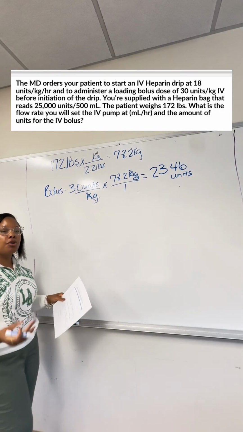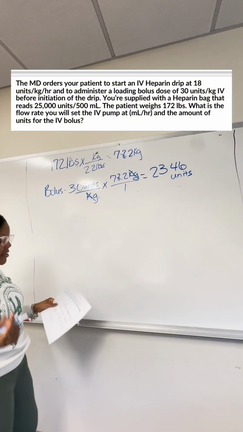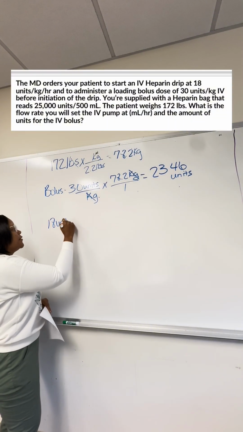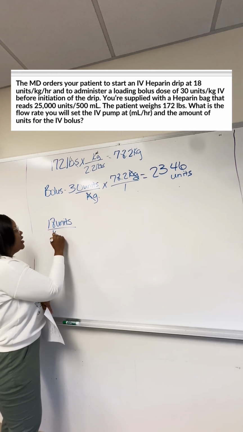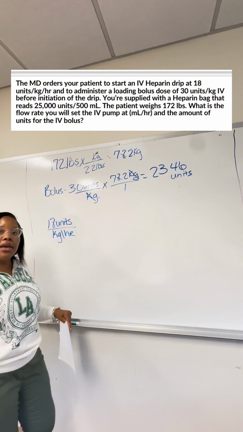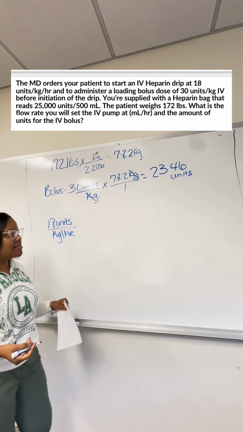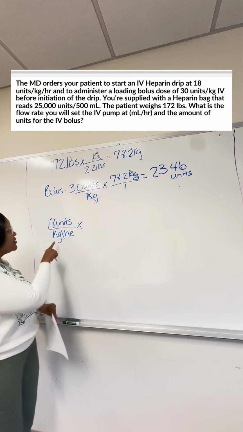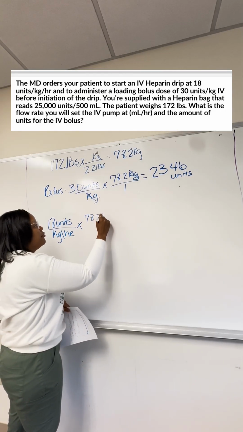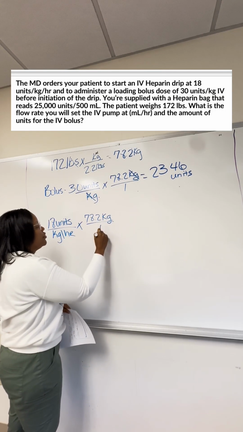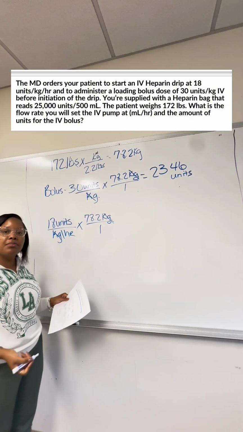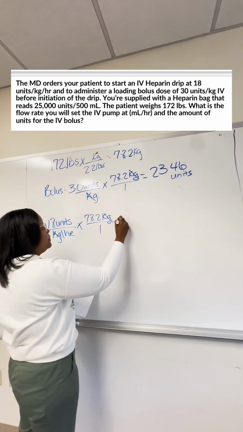Now let's go to our flow rate. So I like to start with what is ordered. So what is ordered is 18 units per kg an hour. So we know our answer needs to be in mLs per hour. So let's start canceling out some things. So let's cancel out the kg first. So the patient weighs 78.2 kgs. So kgs cancel out. We're left with units per hour, but our answer needs to be in mLs per hour.